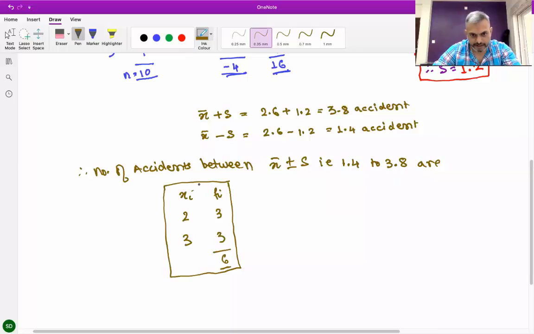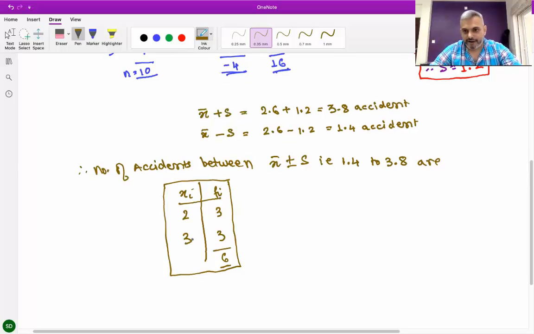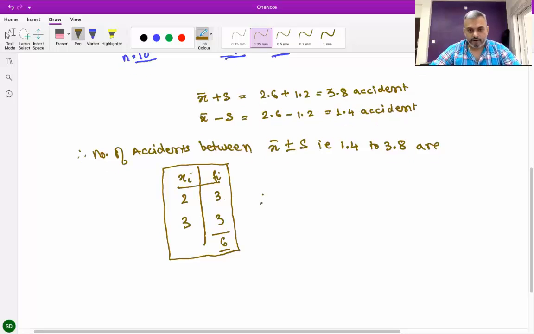Make a small table like this so that you know the accidents more than 1.4 and less than 3.8. How many accidents are there more than 1.4 and less than 3.8? So that is 2 accidents, 3 days, and 3 accidents, 3 days. Therefore, number of days is equal to 6, but this is not the answer.